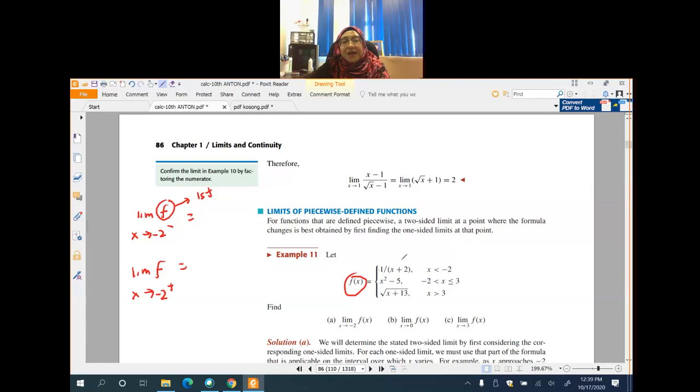Negative 2 from the left. Negative 2 plus 2 will give you denominator equal to 0. Is it? Yes. Will give you denominator equal to 0. So what is your other choice? Is it possible for you to simplify?